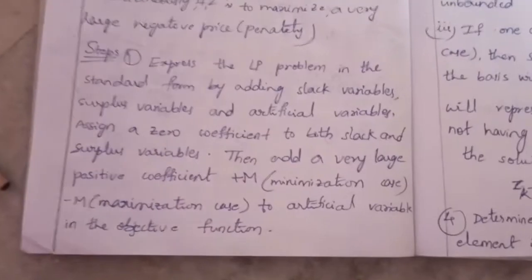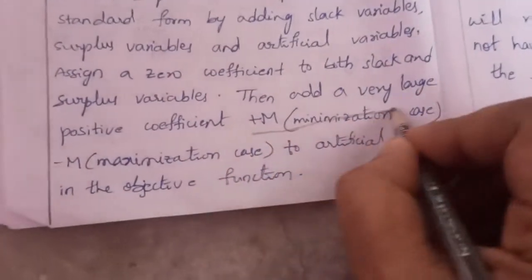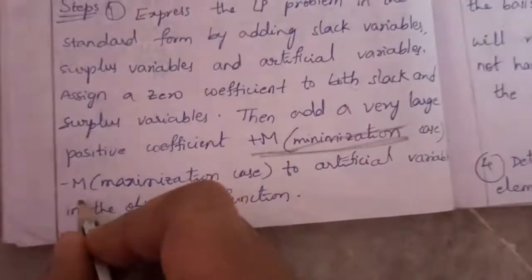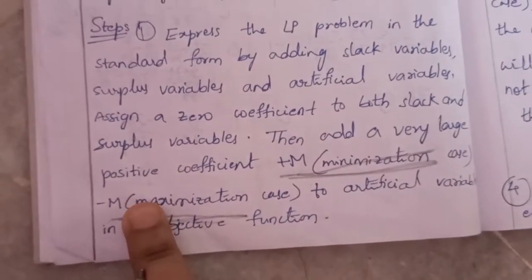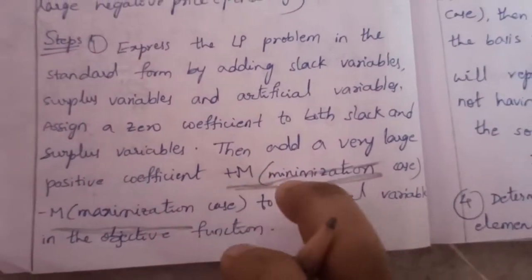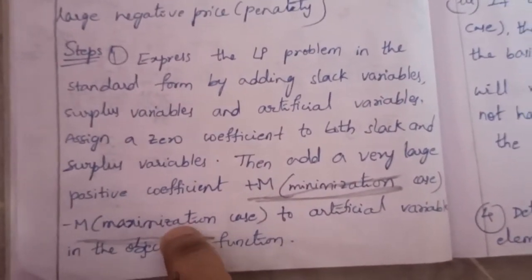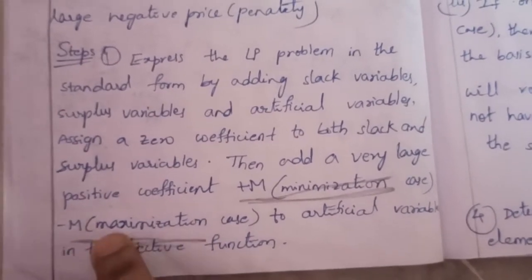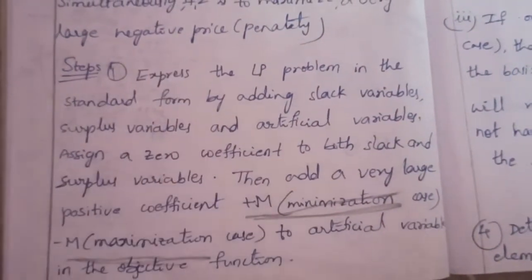Plus M for minimization, understand this. Plus M for minimization we have to take, and minus M for maximization case we have to take. Remember these, don't get confused. Plus M coefficient for artificial variable in case of minimization problem and minus M for maximization case. This is the most important thing in this problem.